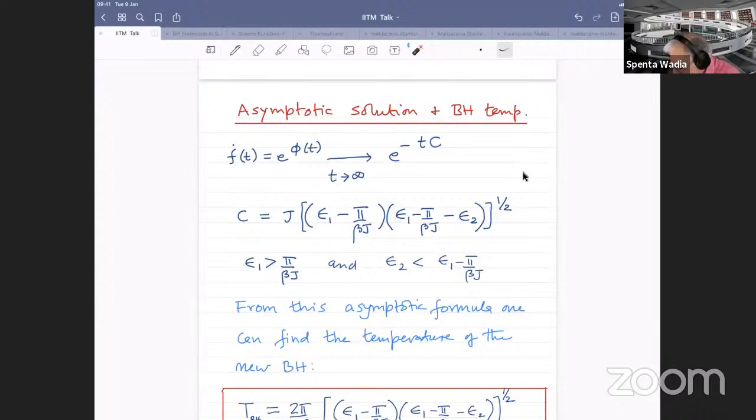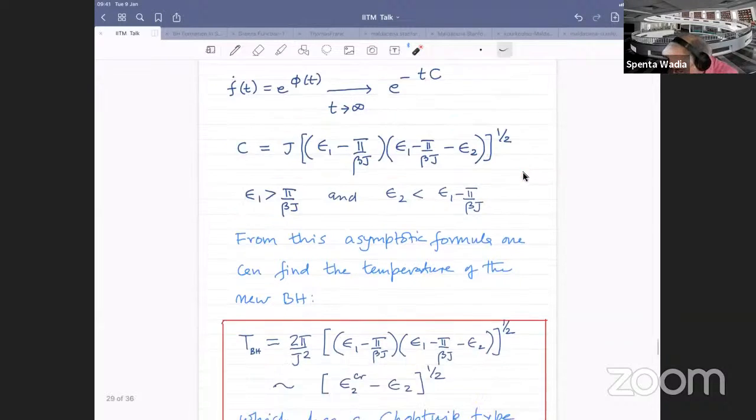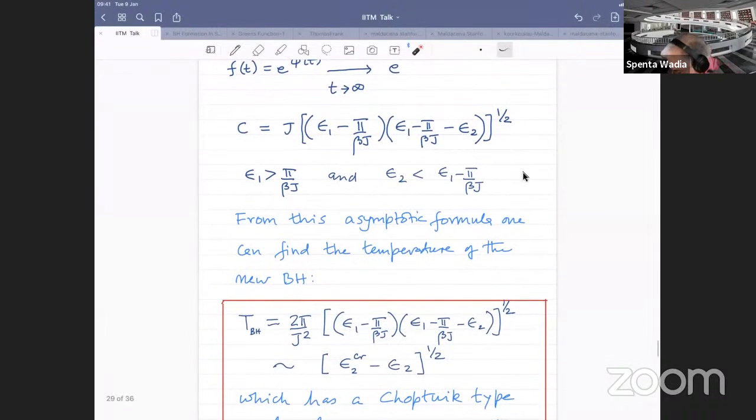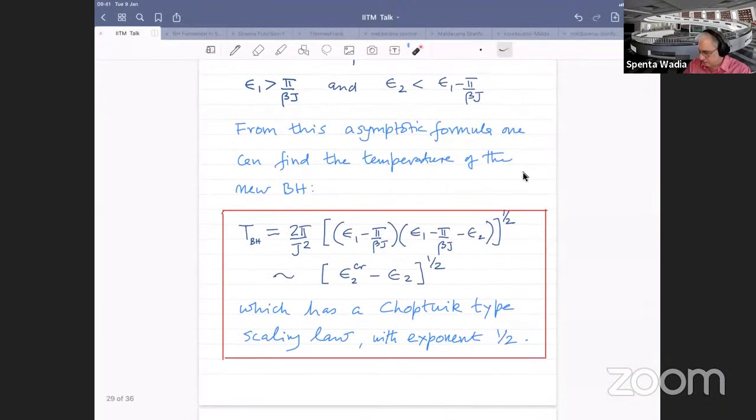And you can pull out essentially this parameter C over here. And this parameter C can be related to the temperature of the black hole just by looking at the asymptotic formula for the tangent hyperbolic function, which describes the black hole in real time. And you get this very simple but exact formula.